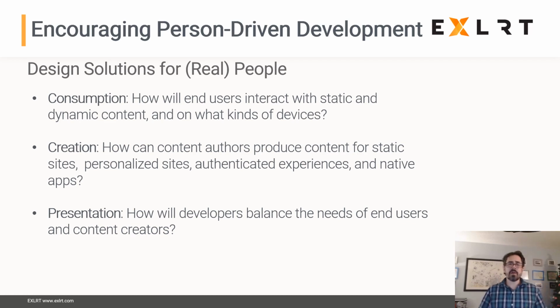Think about how the content authors are going to approach producing that content. And then finally, consider what are your developers going to do to balance the needs of a content author with the needs of a content consumer. Take note, the developer there isn't solving their own problems. The developer is solving the problems of these two other groups, and they're solving those problems for the content.